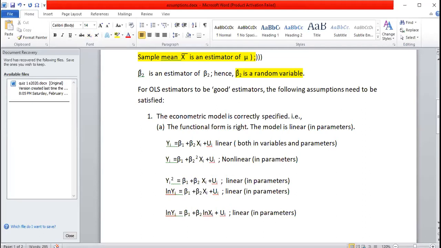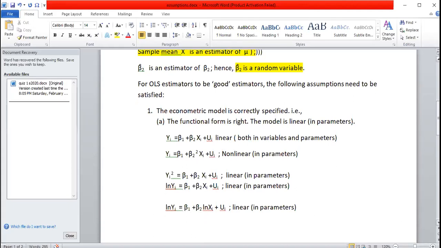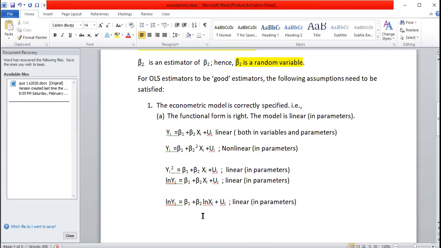How about this? Log of y equals beta 1 plus beta 2 log of xi plus ui. Is it linear? It's not linear in variables, but it's linear in parameters. It's linear in beta 1 and beta 2. So you can apply OLS and you can get good estimators of beta 1 and beta 2.